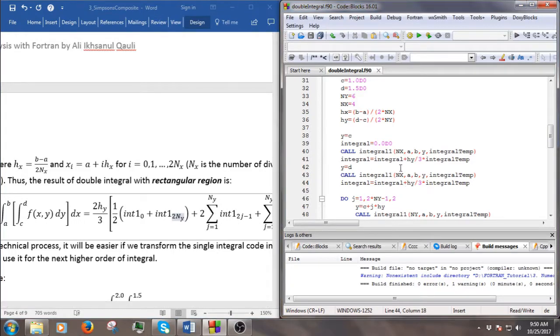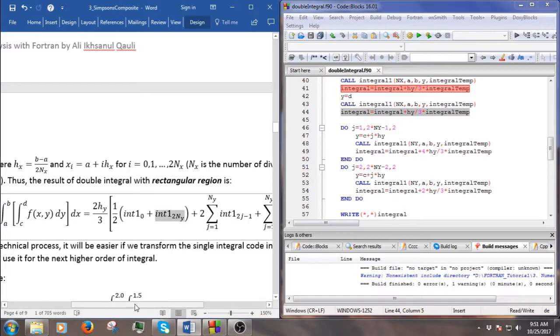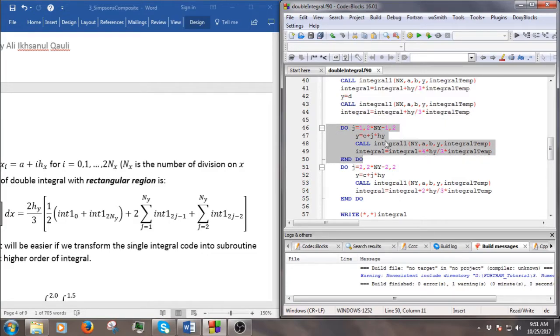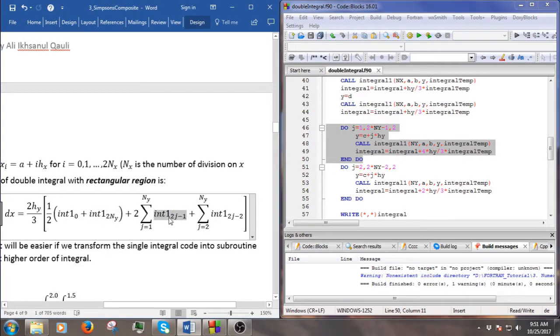And this calculation is performed here by this line, and we store the result into the integral variable again. And the next is this line. As you can see, we calculate this part. We actually use a similar expression. As you can see, we start from 1 until 2ny minus 1 with the step size of 2 here.